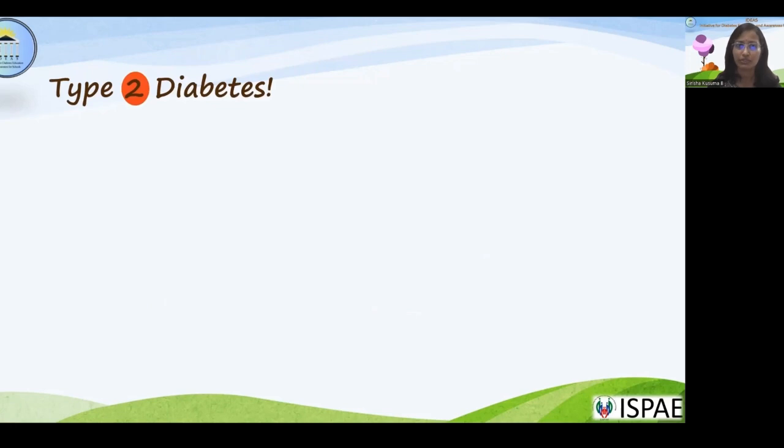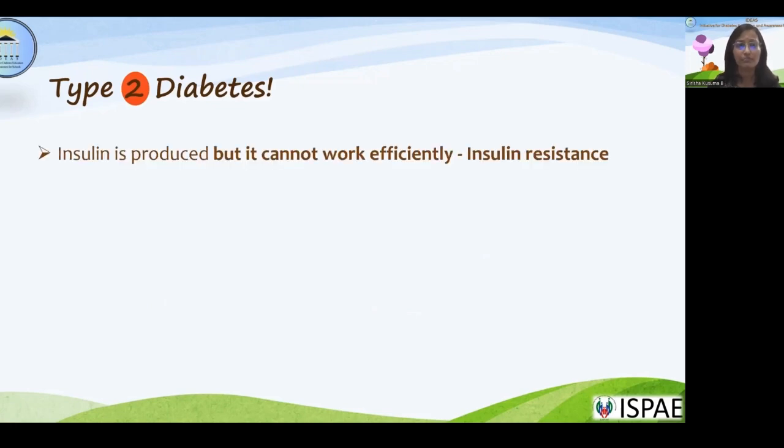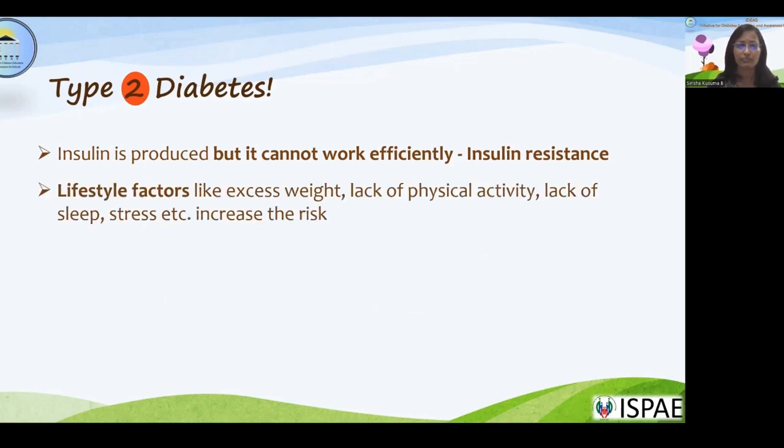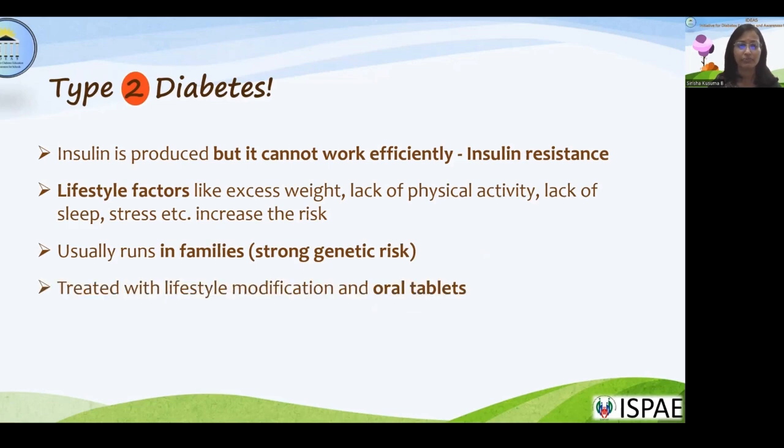What is type 2 diabetes? So type 2 diabetes is where the insulin is produced enough, but it is not working properly. This is a state of insulin resistance. Yes, lifestyle factors like excess weight gain, lack of physical activity, lack of sleep, too much stress, they all increase the risk of type 2 diabetes. And yes, there is a strong genetic risk in type 2 diabetes. It usually runs in families. Initially, it is treated with lifestyle modification and oral medication like tablets, but eventually they also might need insulin.